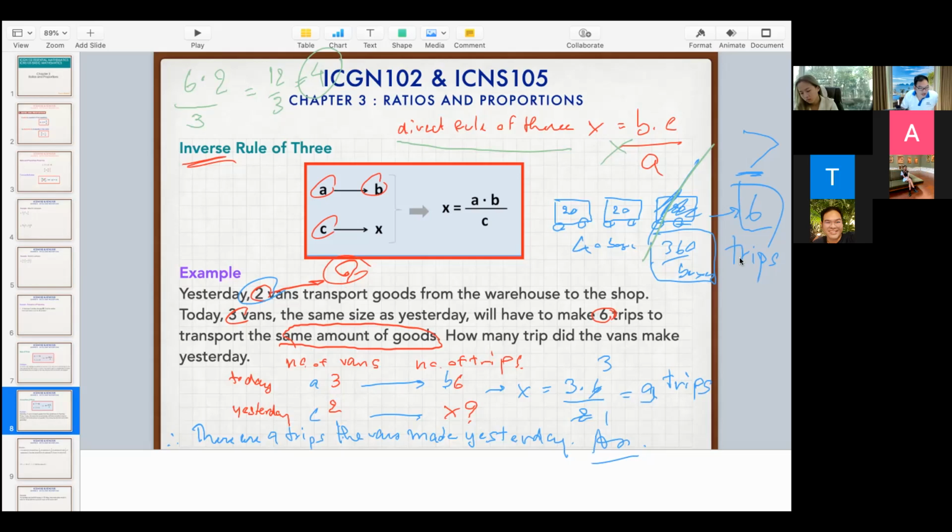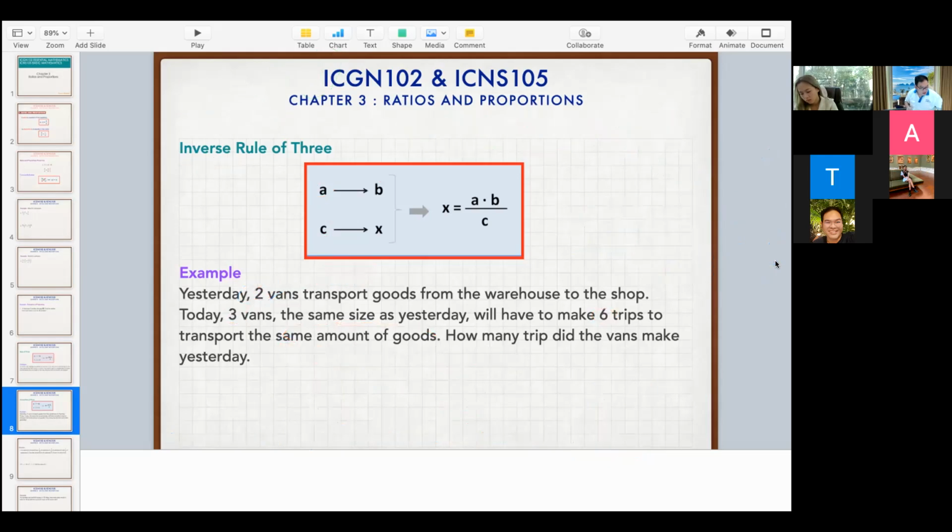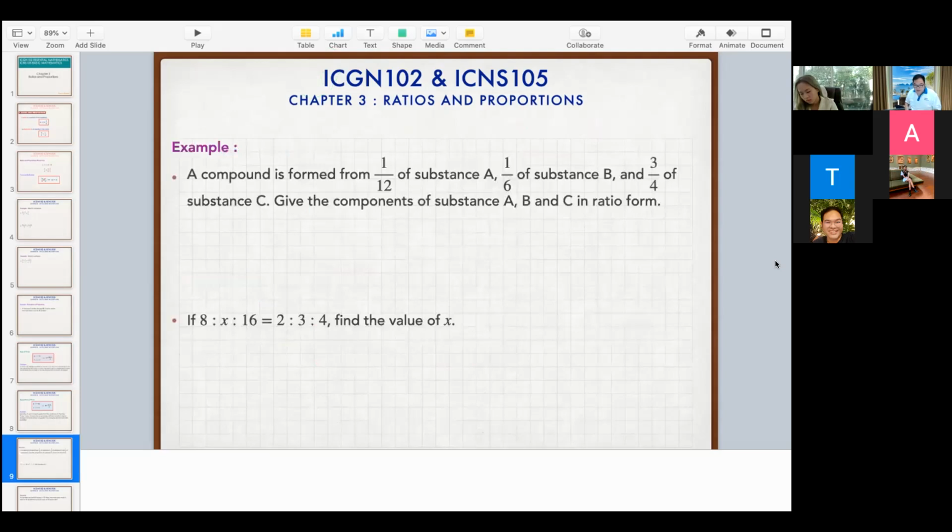In this example, do you have any questions? Anyone? So if you don't have any questions between direct rule of 3 and indirect rule of 3 already, the next thing that I want you to know more about, let me just clear the screen first, is the next example. Right now we are going to use the ideas that we learned from ratios in order to write down the formula and the calculation in terms of the ratio form.